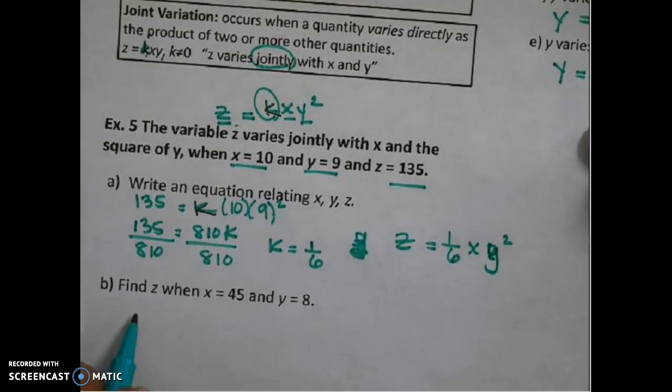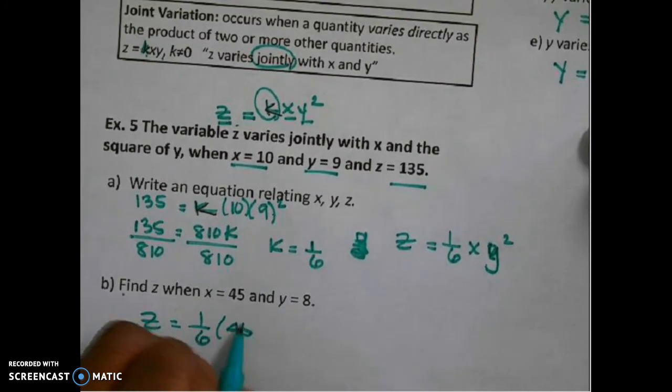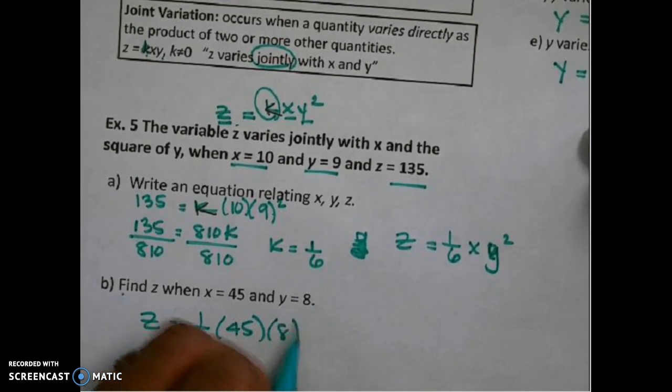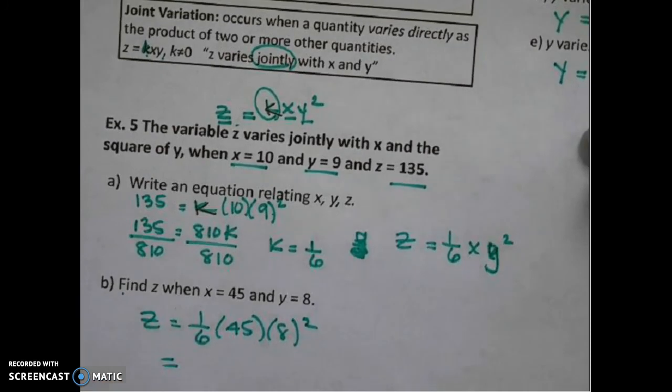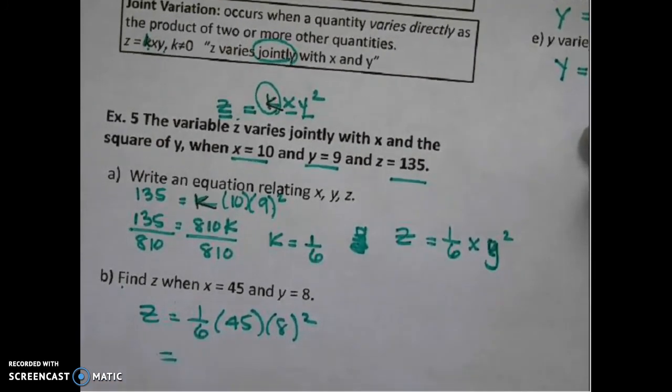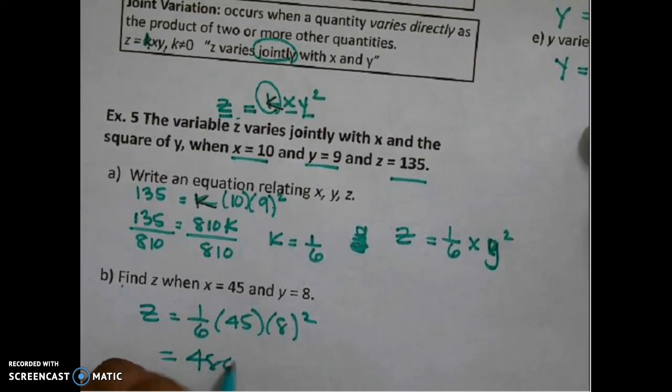Cool. Next thing, find z when x equals 45 and when y equals 8. And you can do this on your calculator, or you can just multiply it out, whichever way you want, but you should get 480.